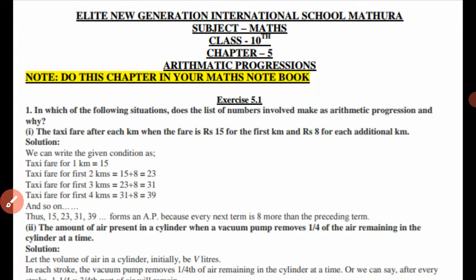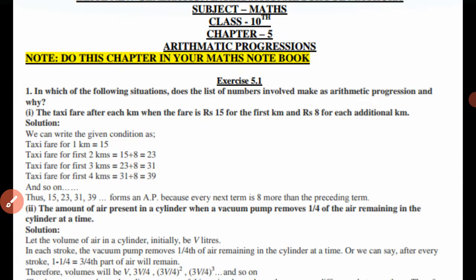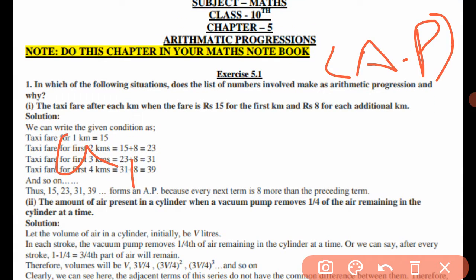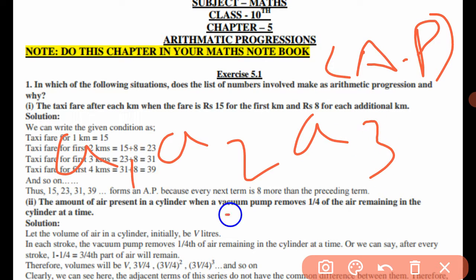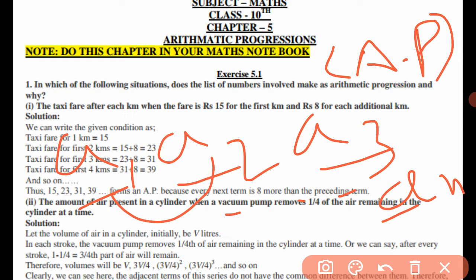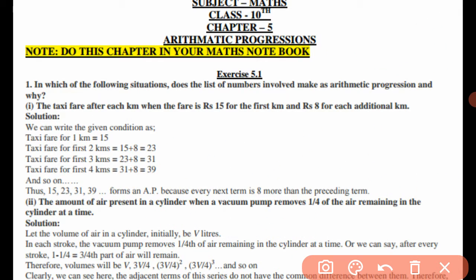In this series of numbers, suppose I am writing here a1, a2, a3, all these are terms of the given numbers, up to an. So these are known as terms. When the gap between these terms is equal, that is known as d, and we can also call it the common difference. So here d stands for common difference.